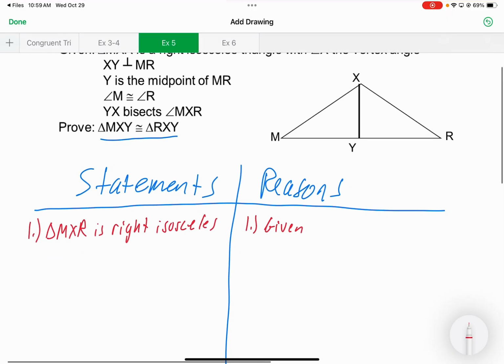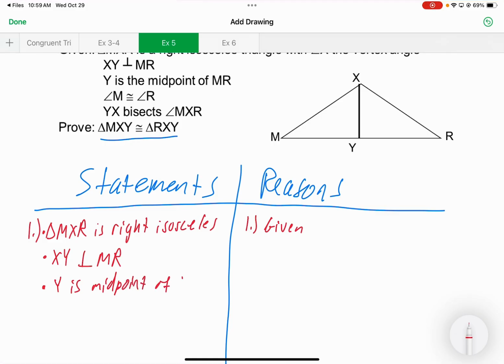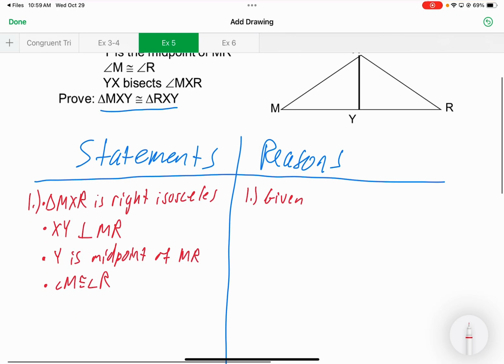So then the next one, what does that symbol mean? XY is perpendicular to MR. And then my next given is Y is the midpoint of MR. My next one is angle M is congruent to angle R. And then the last given is that YX bisects angle MXR. Okay, we were given 5 pieces of information. That's a lot.